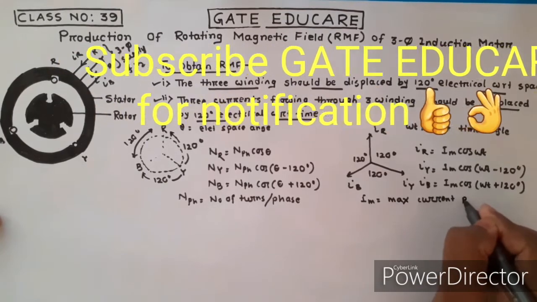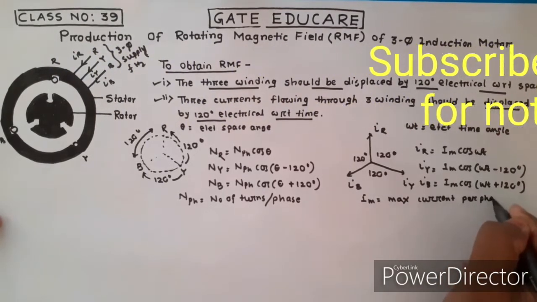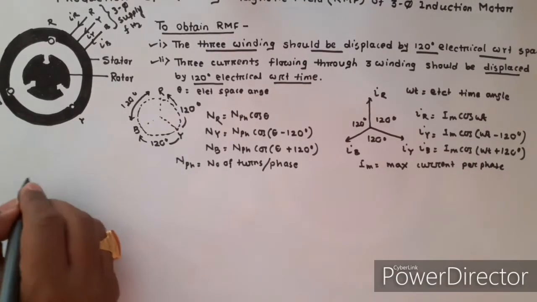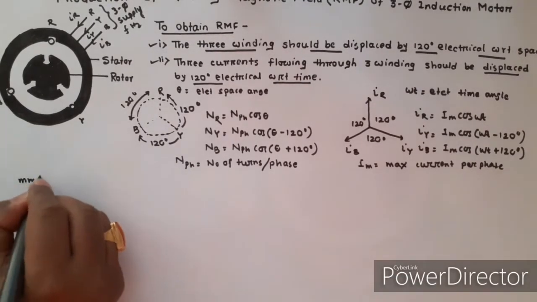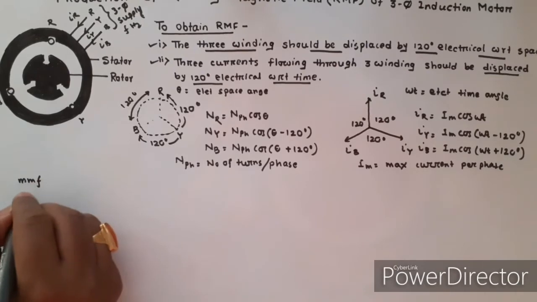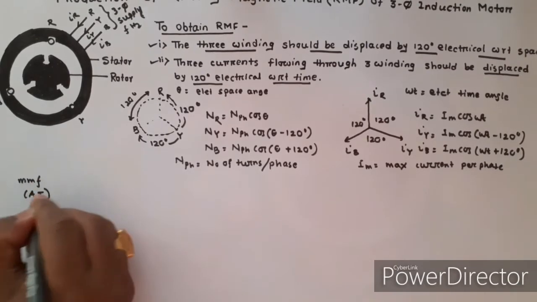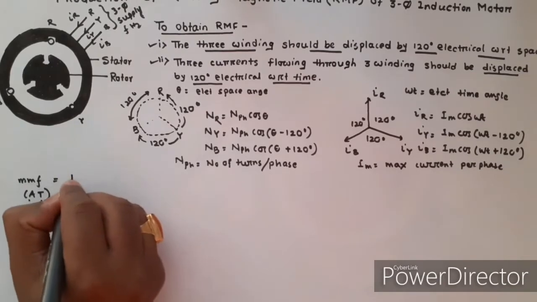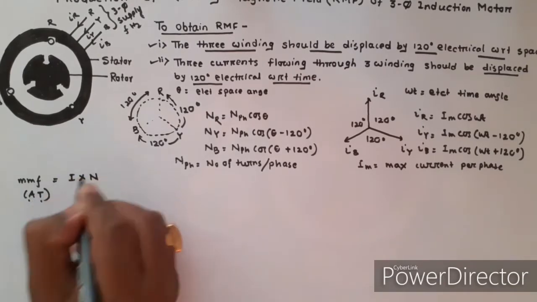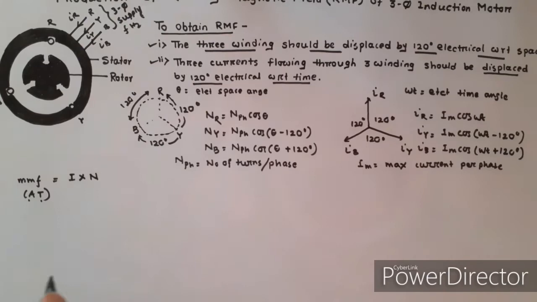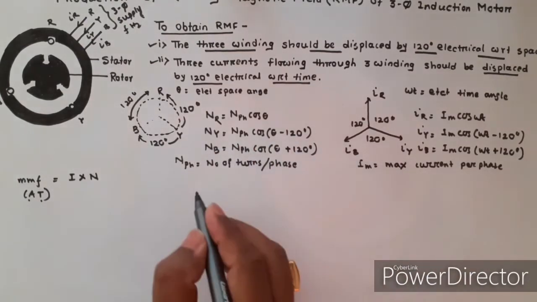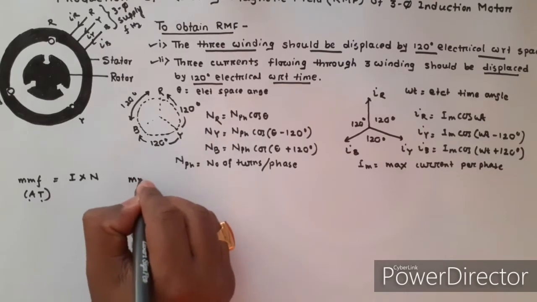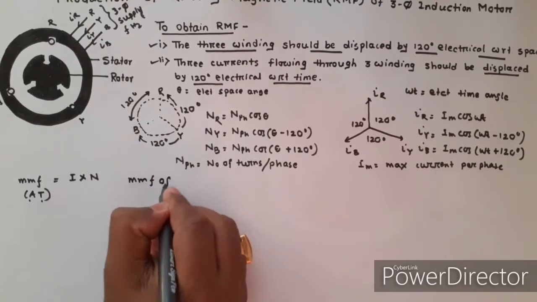The MMF is given by ampere turns, that is, current into number of turns, I into number of turns. Therefore, the MMF of each phase can be calculated.